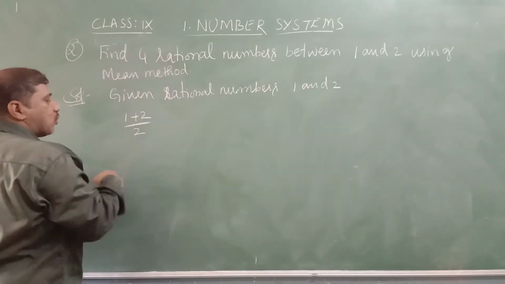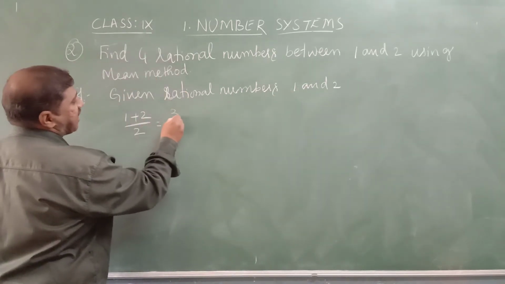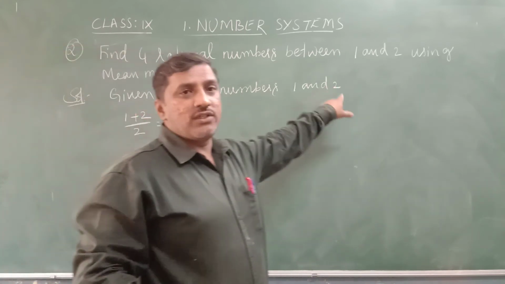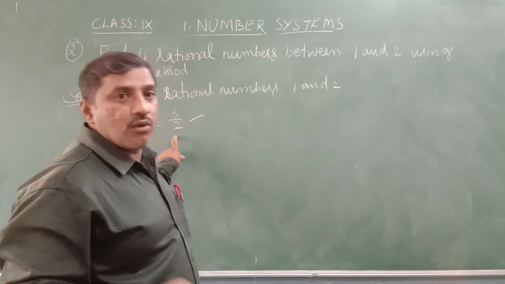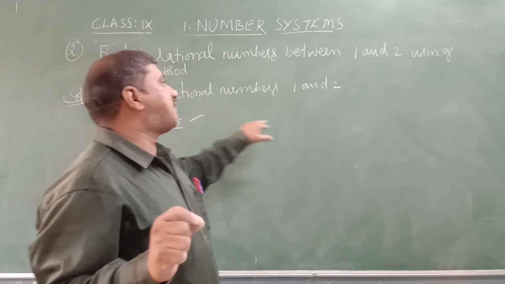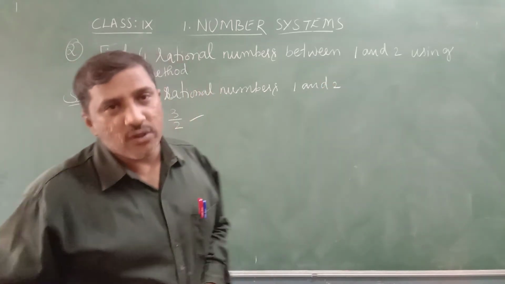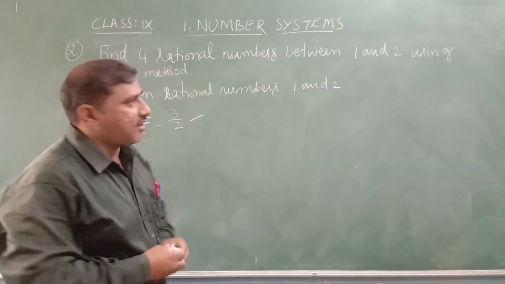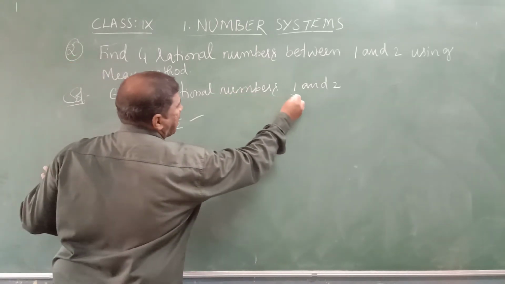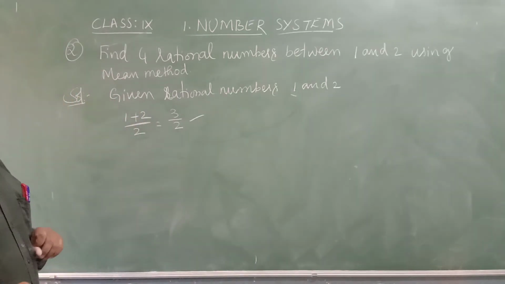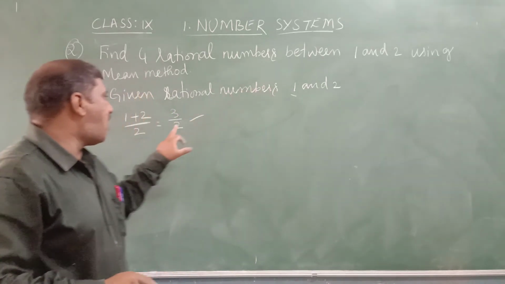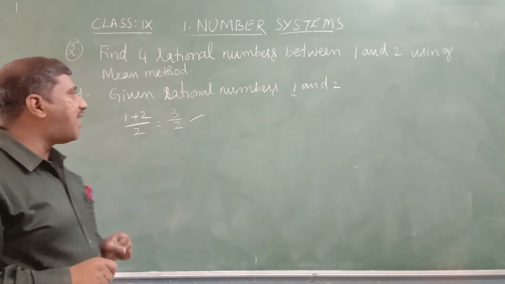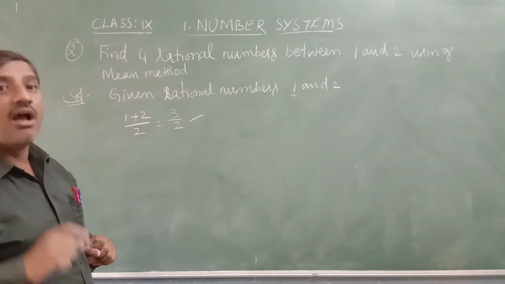That is (1 + 2) / 2 = 3/2. Now 3/2 is between 1 and 2 because its value is 1.5, which lies between 1 and 2, and 3/2 is a rational number. Next, to get one more rational number, find the mean of 1 and 3/2, that is, the first number and the rational number which we got.